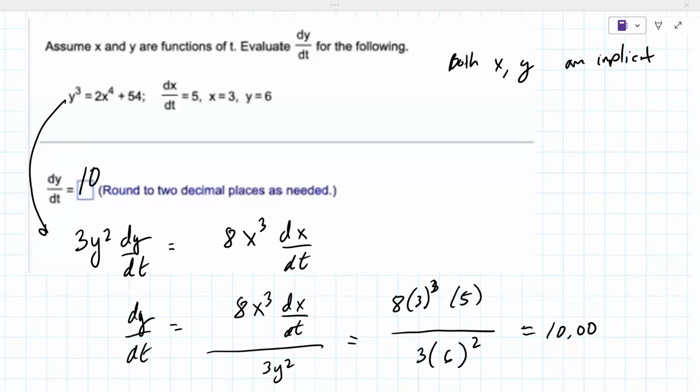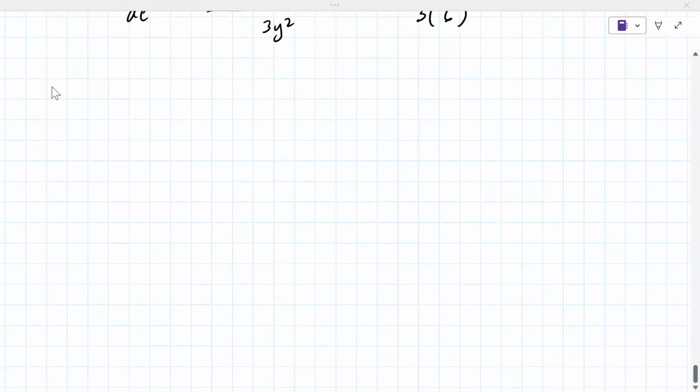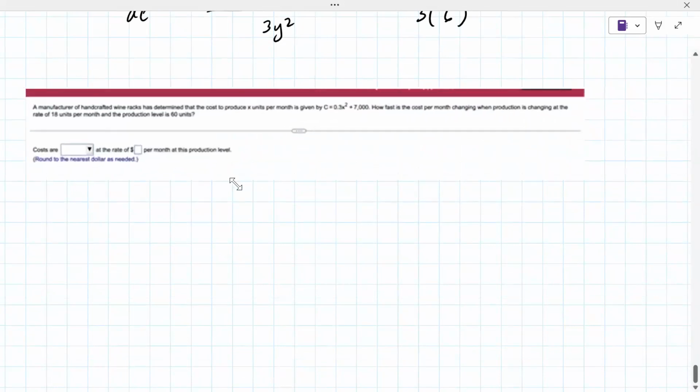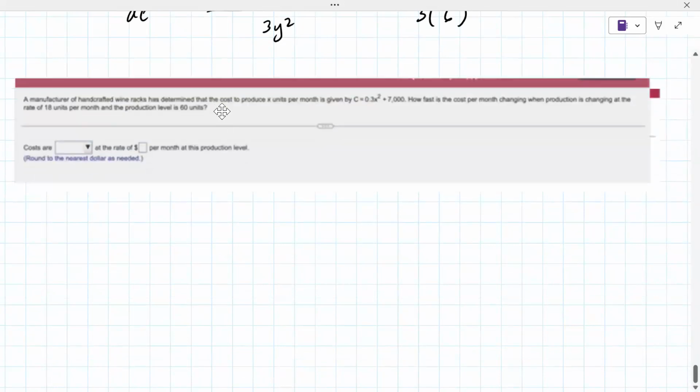Hopefully I didn't miss something on that. Okay. Let's look at it one more time. Yeah, dy dt, that's that one. 8x cubed, dx dt. It looks okay to me. Okay. Any thoughts on that before we move on? Not really. I know, it's really exciting. I don't know what to say.